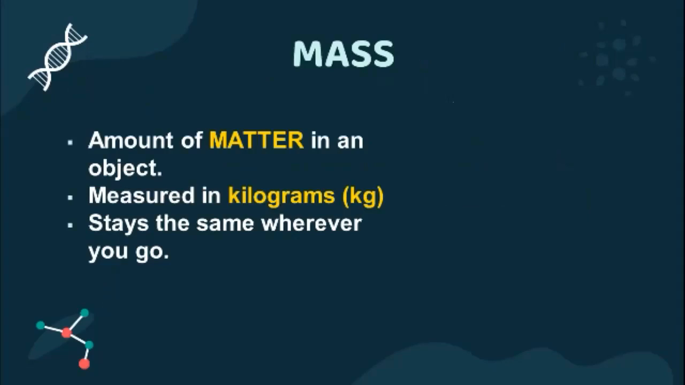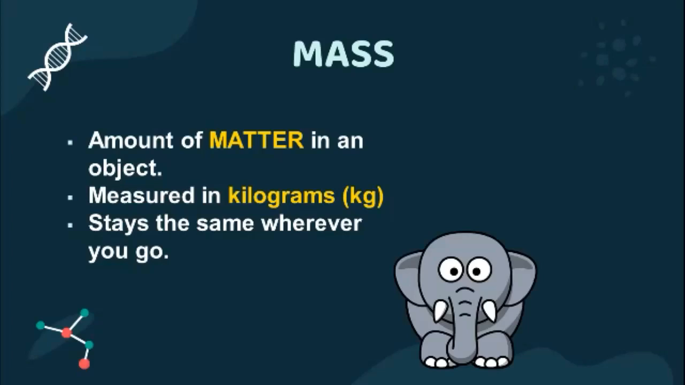Now let's consider mass. Mass is defined as the amount of matter in an object. It is a physical and measurable property of an object. The mass of an object is measured in kilogram unit with a symbol kg written in lowercase letters. As a property of matter, the mass of an object stays the same wherever you go.